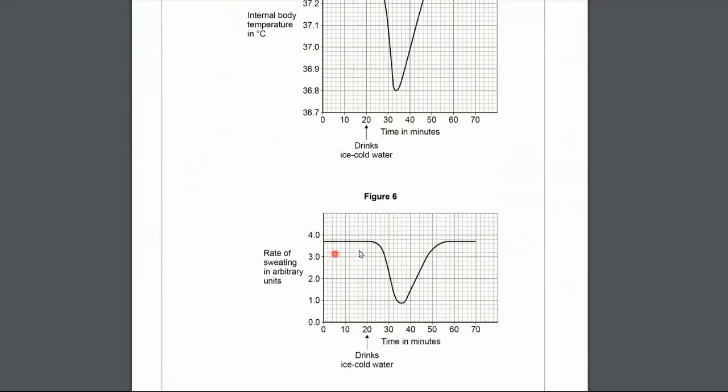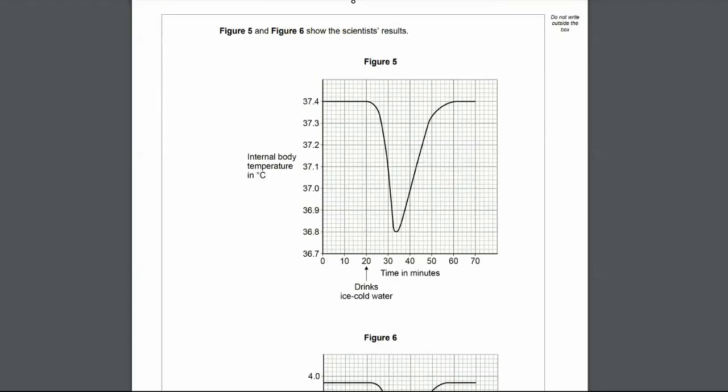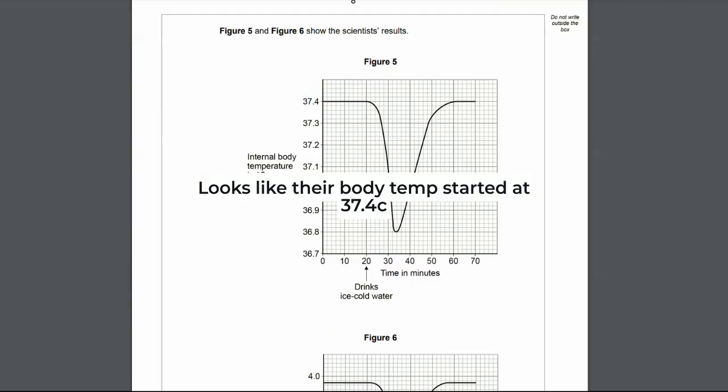And then if we look at the next graph, this shows the rate of sweating, how much they were sweating. So they drank the water at 20 minutes, but they didn't really get hardcore sweating until 30 minutes. So this graph shows us all that data. Let's have a look at the question.